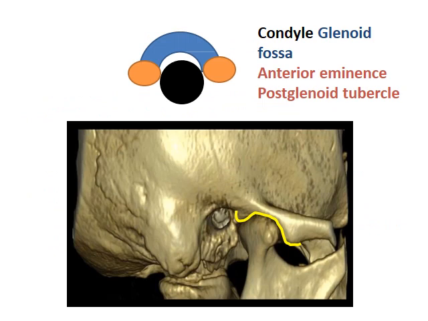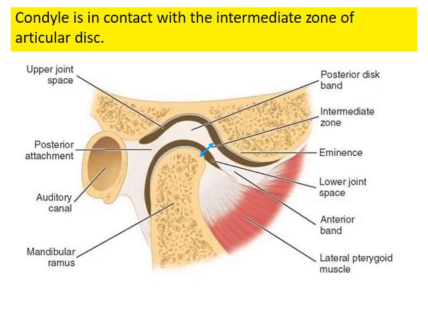Condyle, glenoid fossa, articular eminence and trigoid tubercle. So that is being marked over here. Okay, anterior eminence which is present anteriorly. Okay, and then posterior tubercle which is present posteriorly. Clear? Just look into this picture now.